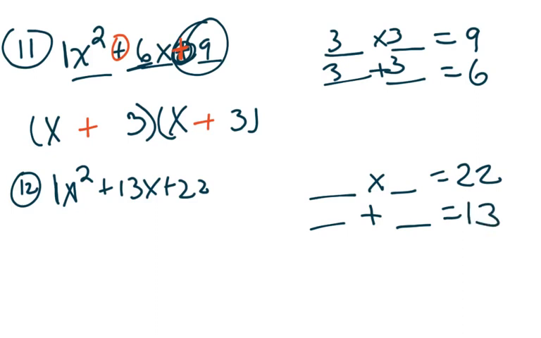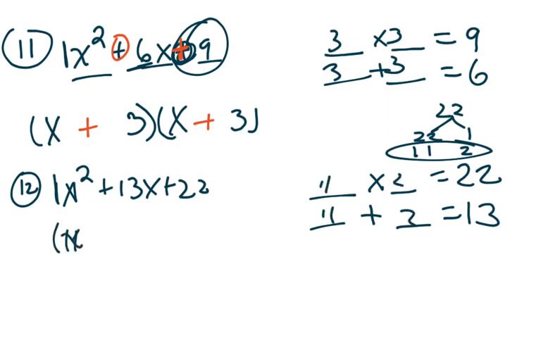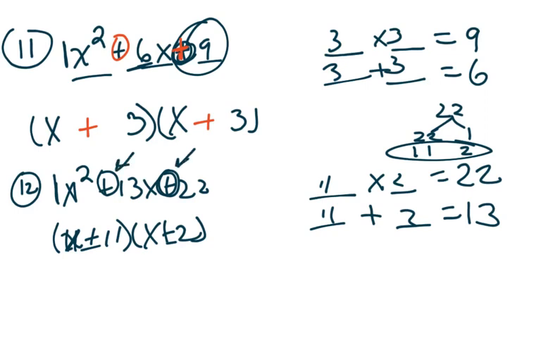So I think about my 22 factors. I have 22 and 1. I have 11 and 2. Those right there, there you go. So 11 and 2 would work. So I put x with an 11, x with a 2. They're both going to be positive, because this tells you the signs are the same and this tells you they're positive.